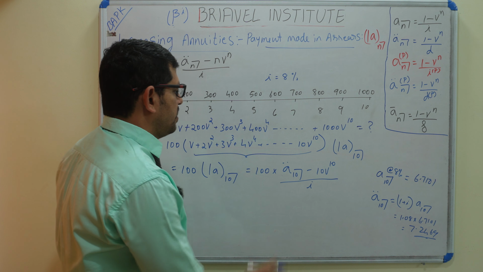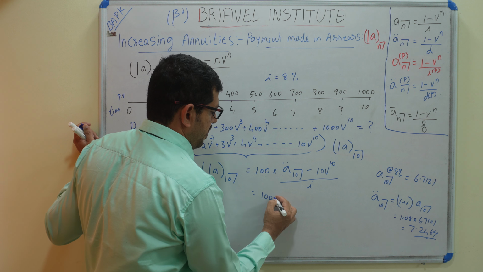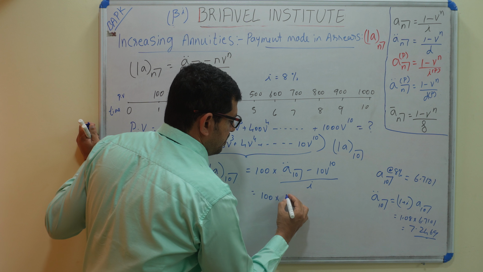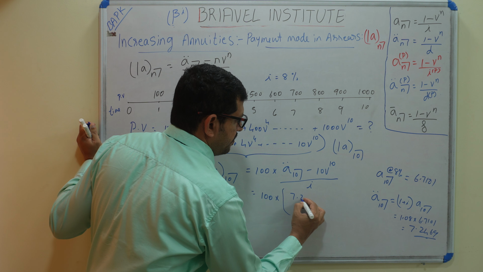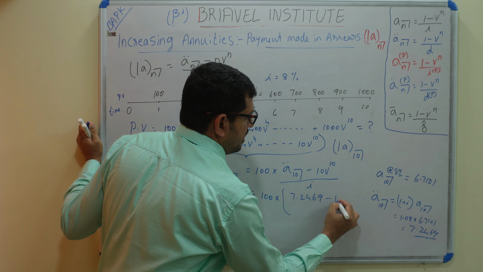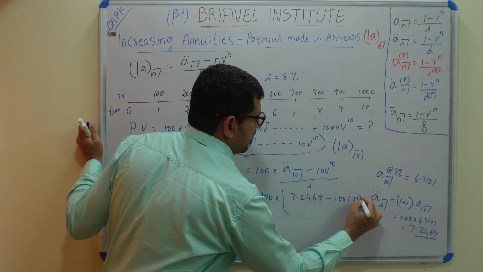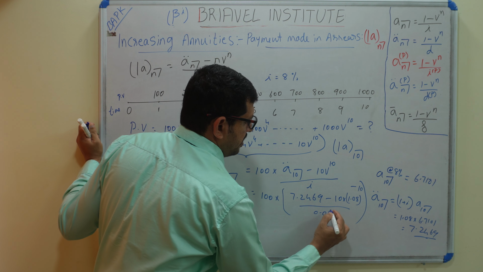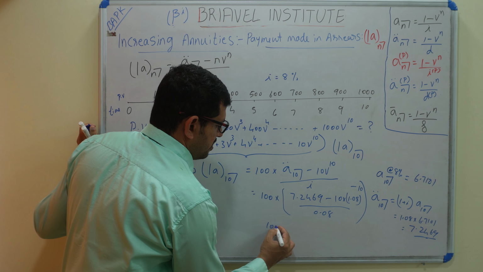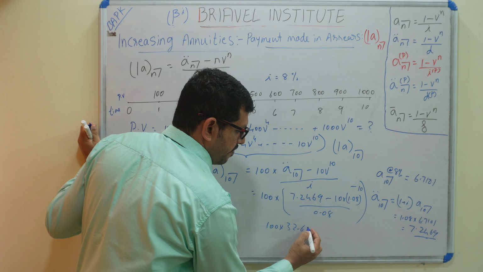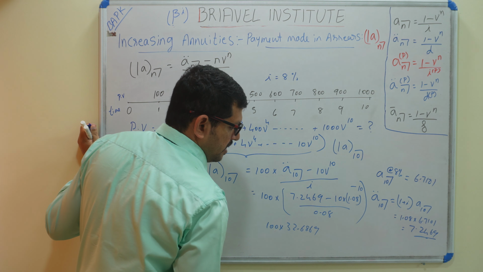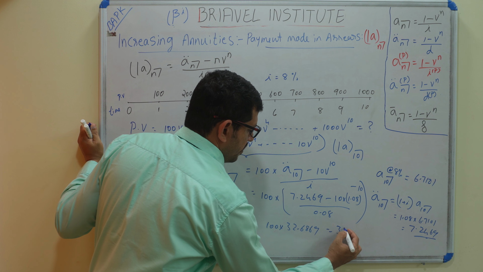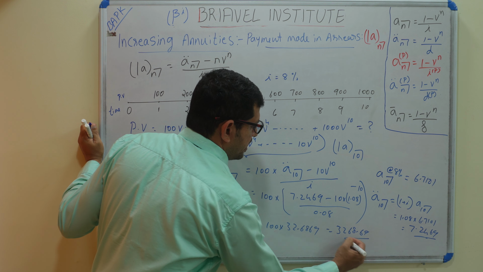See ä 10. Substituting here, we will get 100 multiplying with this term, if you write it like that: 7.2469 minus 10 into 1.08 raised to minus 10, all divided by 0.08. So we will get 100 multiplying with 32.6869. So this one is 3268.69. So this is the answer.